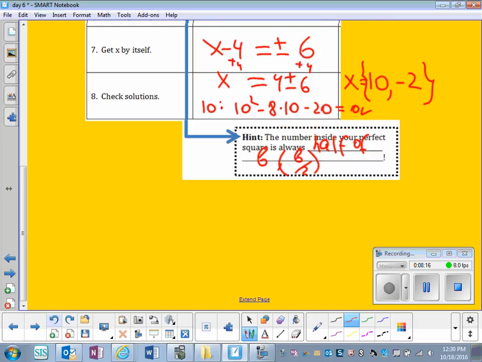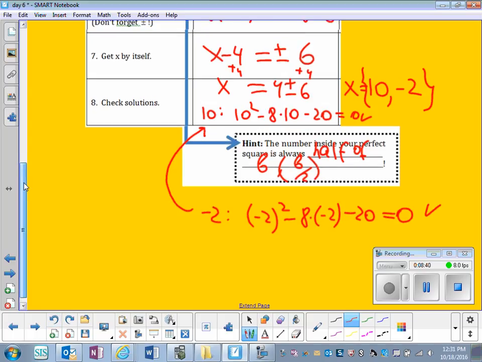Then I do the same for the second one. So this is the first one and now the second one. Negative 2. So negative 2 squared minus 8 times negative 2 minus 20. Negative 2 squared is 4, minus negative 16 is plus 16. 20 minus 20 is 0. Check.